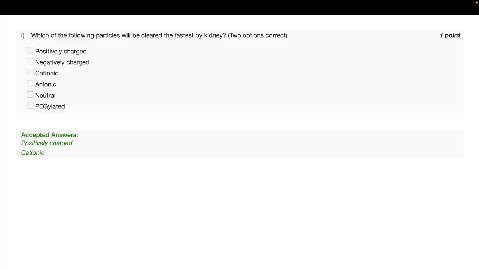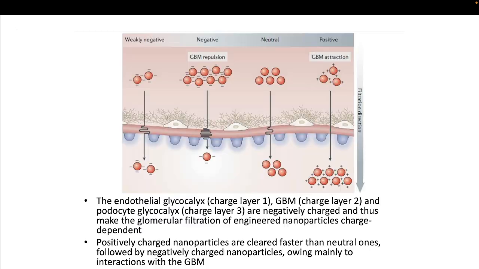So the correct answer is positively charged and cationic. So whoever answered one of these options was correct. Let's look at this answer in a bit more detail. So this is how the architecture of kidney cells is, let me just start the pointer.